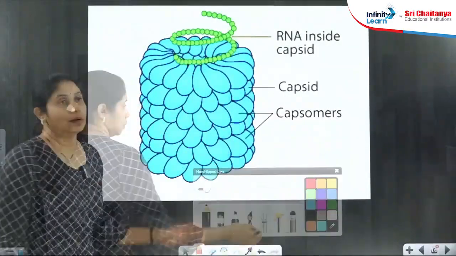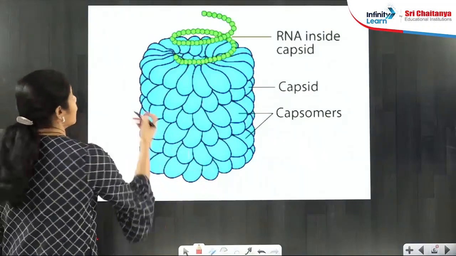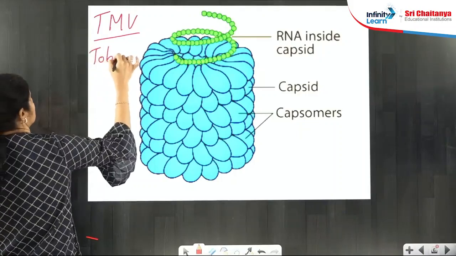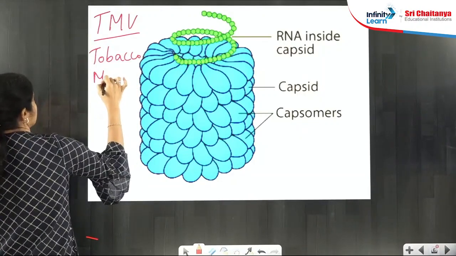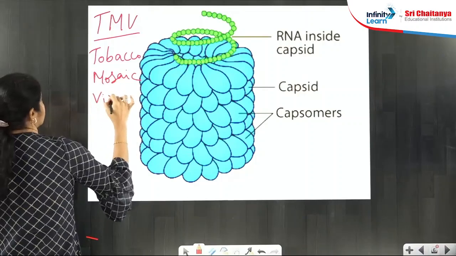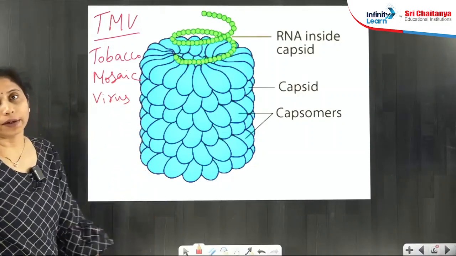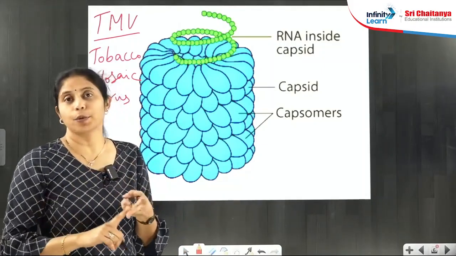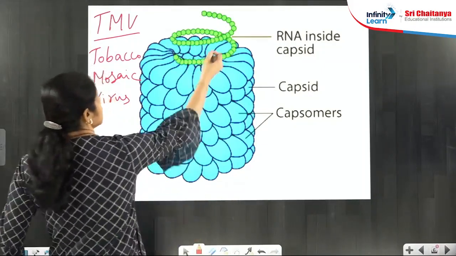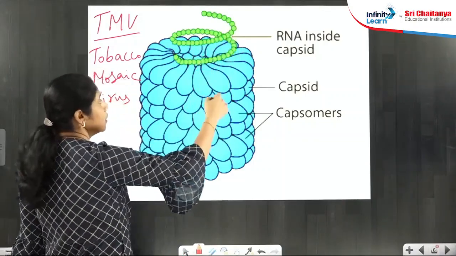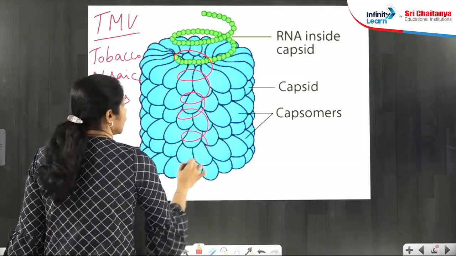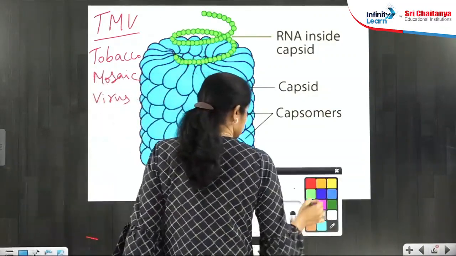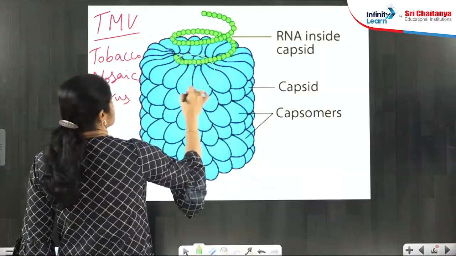Okay, now let us see the next one about the structure. All of you can see here. This is the structure of a plant virus given in your syllabus, TMV. T stands for tobacco, M for mosaic, V for virus, tobacco mosaic virus. Any virus should have two components, nucleic acid and protein coat. You can see the green balls running in the center in continuation. We can't see the inside because the proteins are around it.